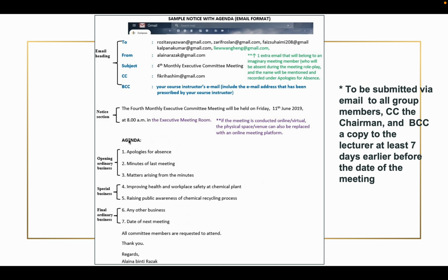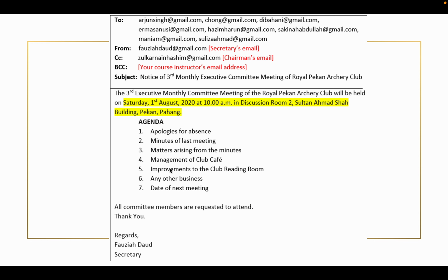For the agenda, it's very straightforward. You put the agenda on top here, and then list the 7 things. The 7 things are all the same, except for special businesses, which are number 4 and number 5. Number 4 and number 5 are the 2 issues that you discussed or finalized from the article before. For all of these, just maintain the same information as here.